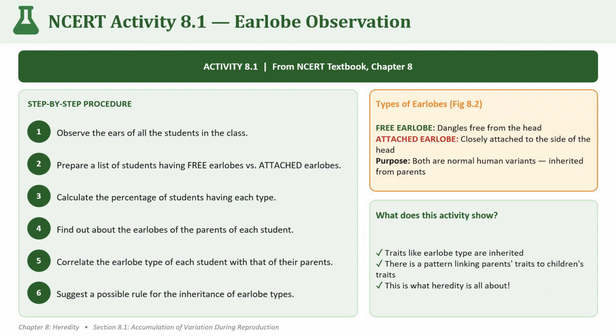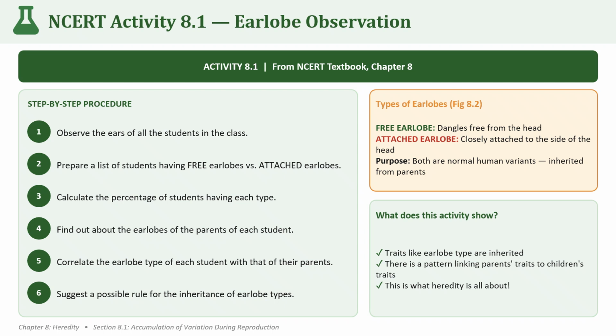So here is the step-by-step procedure we have given. So what you are going to do: observe the ears of all the children in the class, and prepare a list of students having free earlobes as well as attached earlobes. Calculate the percentage of students having each type, find out about the earlobes of the parents of each student, and correlate the earlobe type of each student with that of their parents. Suggest a possible rule for the inheritance of earlobe type.